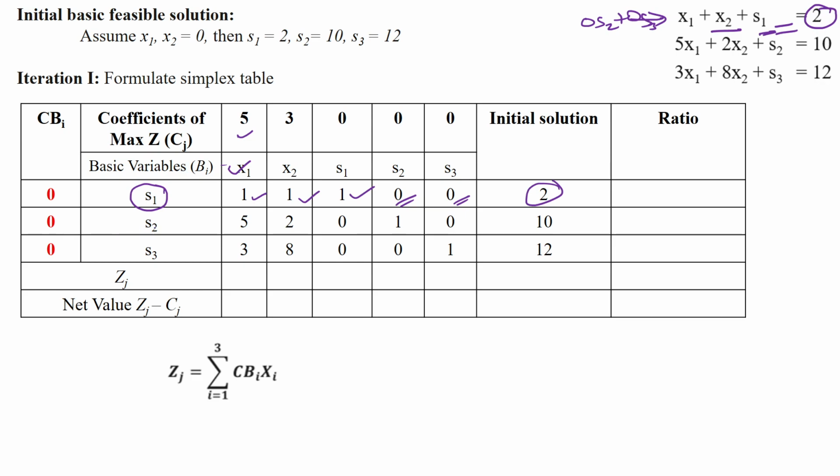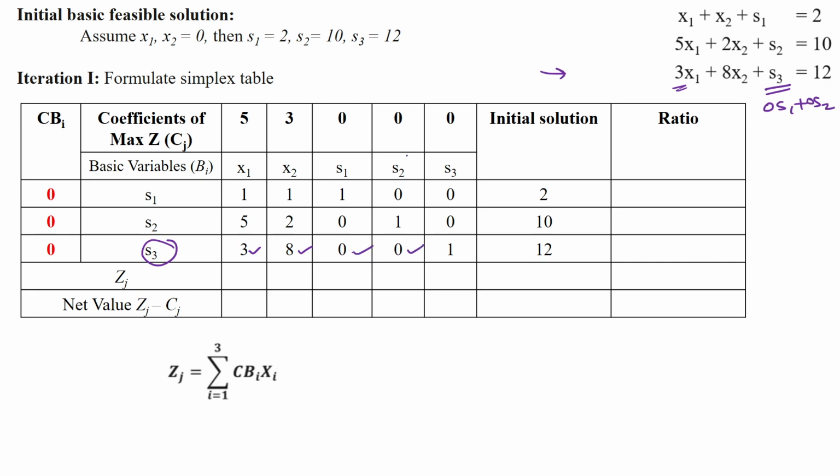Then here we are going to add s2, the second constraint. For the second constraint, 5 is the x1 coefficient, 2 is the x2 coefficient, and only s2 is available. That means the s1 coefficient is 0, the s3 coefficient is 0, and the s2 coefficient is 1. The initial solution is 10, so it is denoted here. Then the third row, with respect to s3, is the constraint number 3. So 3 is the coefficient of x1, and 8 is the coefficient of x2. Then s1 and s2 are not there, that means 0 s1 plus 0 s2, right? Here 1 s3. The initial solution is 12, right?